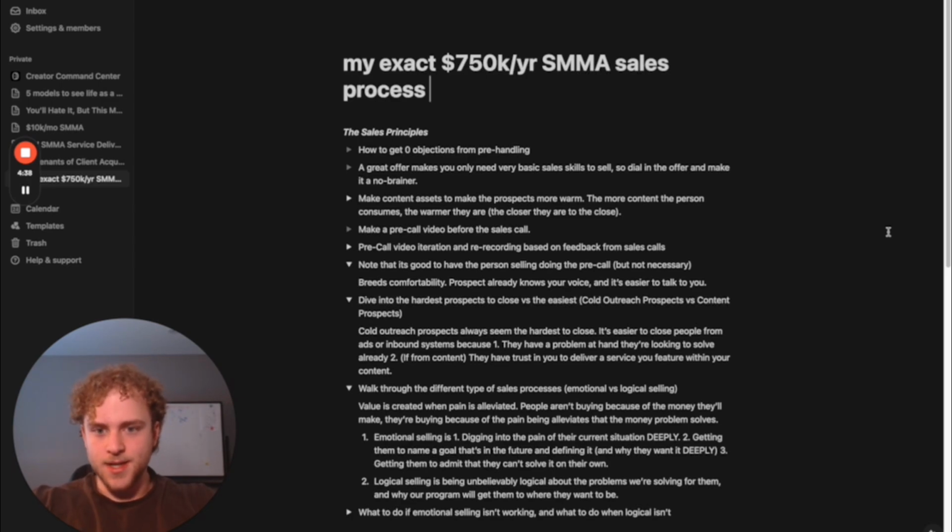The next sales tip is that we want to make content assets to make the prospects more warm. And the more content the person consumes, the warmer they are. So the closer they are to close.